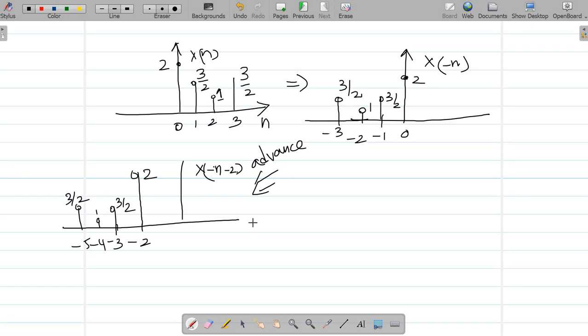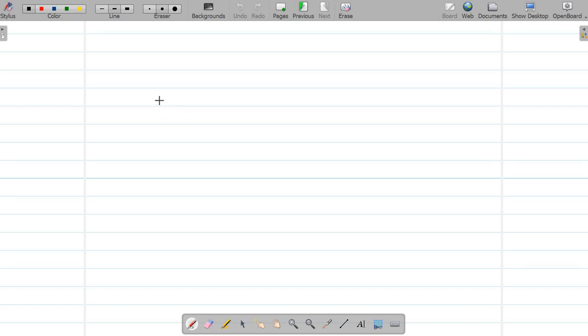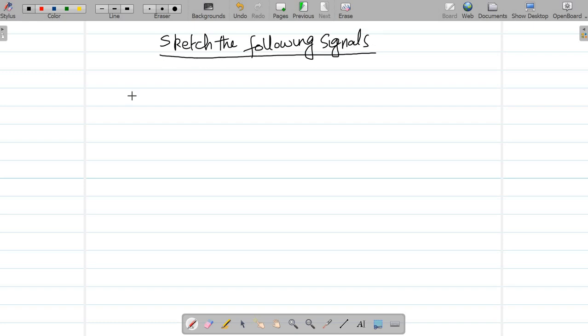Let us take a few examples. Let us try to solve the following cases. Let us try to sketch the following signals. The first example is u of minus t plus 1.